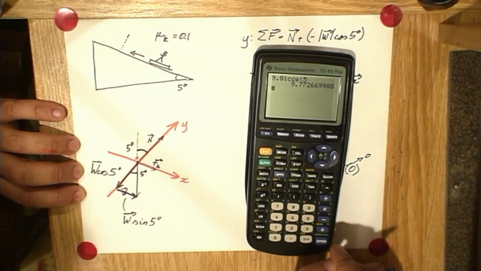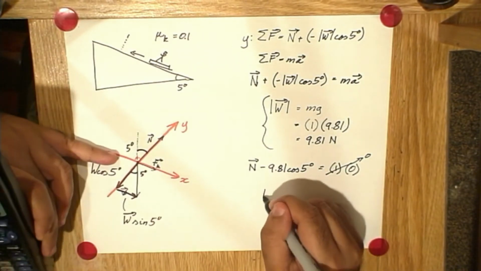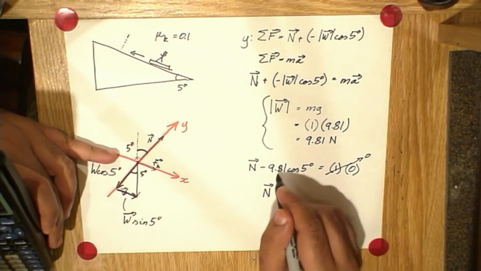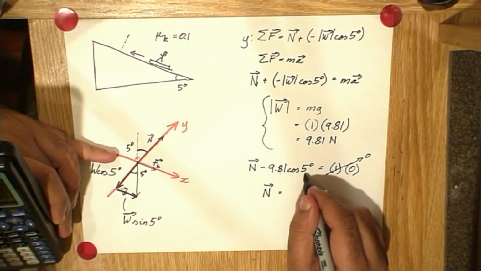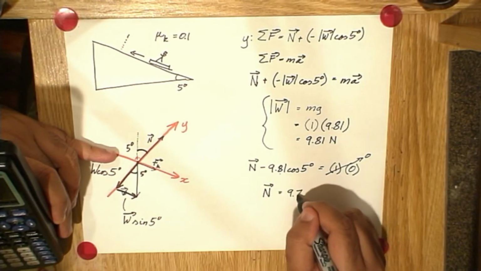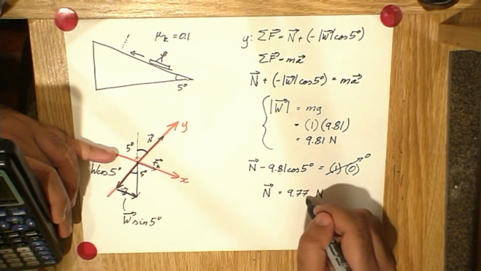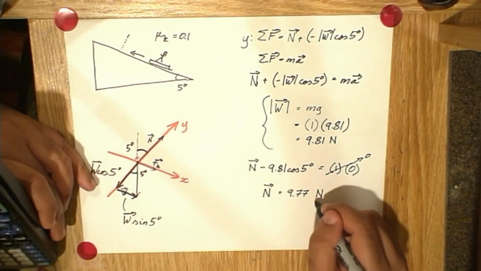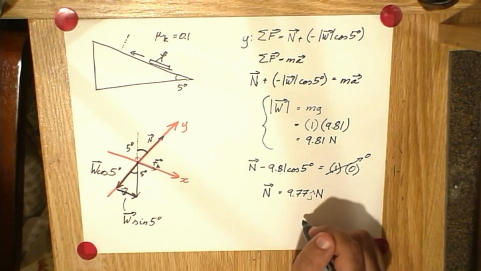9.81 cos 5 gives us 9.77. The normal force, if you were to move this to the other side, you would end up with normal force equals 9.81 cos 5 degrees, which is 9.77 newtons. And this would be pointed in the j hat direction. So that's the normal force, which is half of what we need for this question.